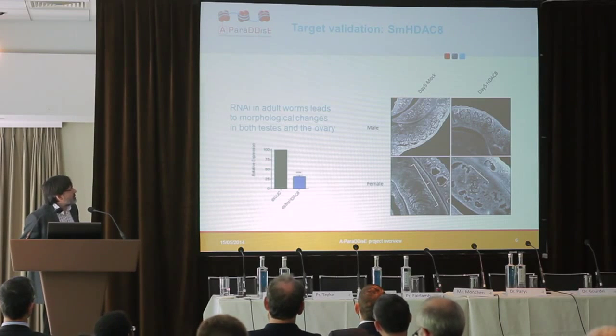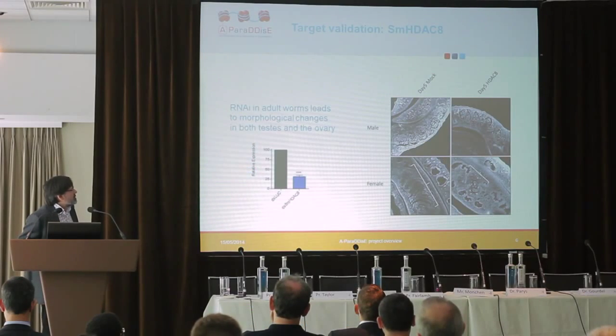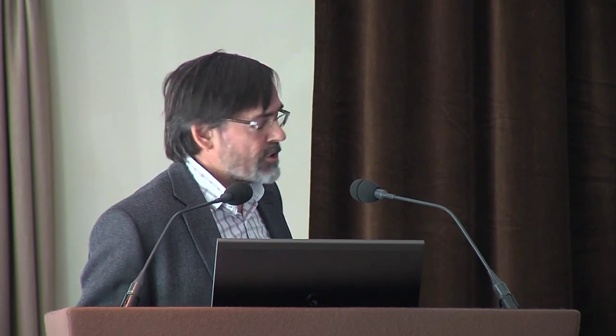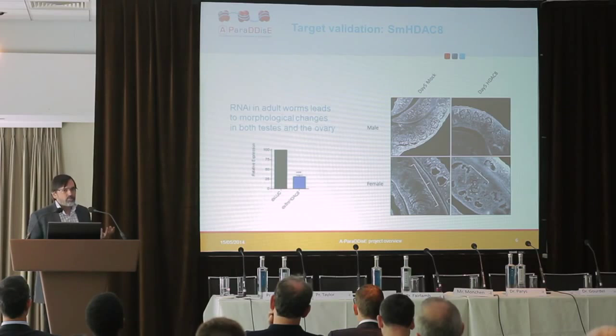We did this again in adult worms. Sorry, I should say the previous work was done in a partner laboratory in Brazil, in Guilherme Oliveira's lab in Belo Horizonte. And this was done in our lab, and it's RNAi in adult worms. And this, again, when you do this, you knock down the transcript, you can produce differences in the testes, and particularly in the ovary, shown on the right of female worms, where the ovary becomes much smaller and shows some morphological changes. So taken together, we felt that these were indicative that SM-HDAC8 was a reasonable target. And so this is the target we went forward with in the CETRAN project initially.